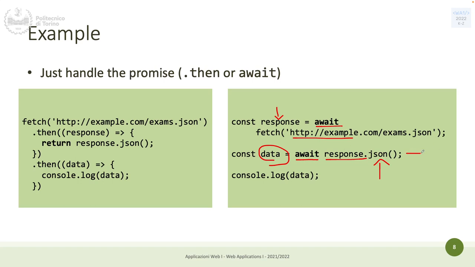The second one: why does this also need to be asynchronous? Here we have the response in our application already. So there is no network connection here. It's like a file. This is the body of the response we receive. So we receive the HTTP response with the status code, etc., and also the body. So this gets the body of the HTTP response.